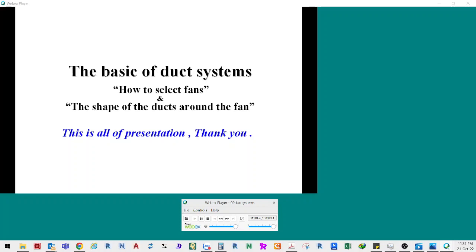This is the end of the explanation of how to select fans and the shape of the ducts around them.